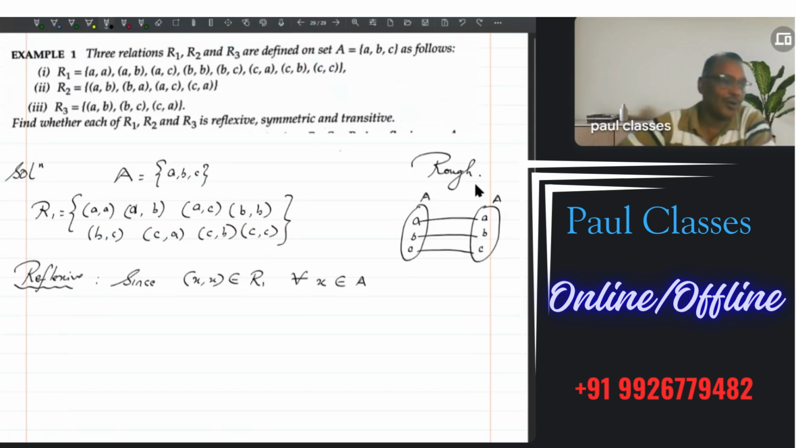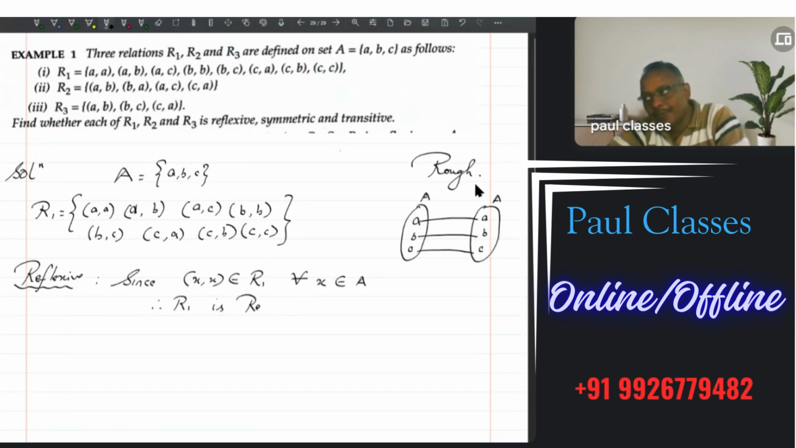x, x belongs to R. What is this x? This x is anything that I take from here, for all x that belongs to the set. See the language, ये maths का language है. Therefore, R1 is reflexive.